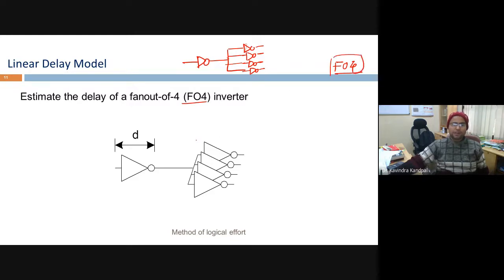For example, right now, can you tell me what is the delay here? One inverter is driving 4 inverters. So can you tell me from here? Let's say this is the input to output here. What is going to be the delay? Delay is G into H plus P. What is the G for an inverter?